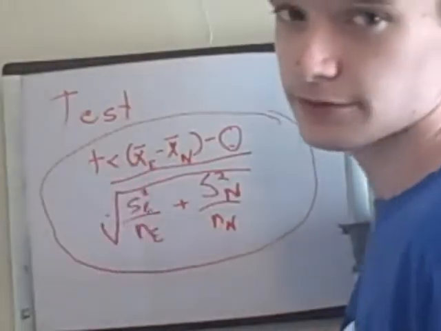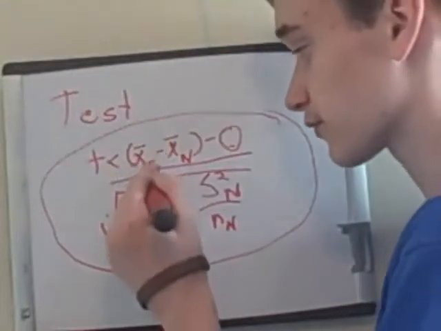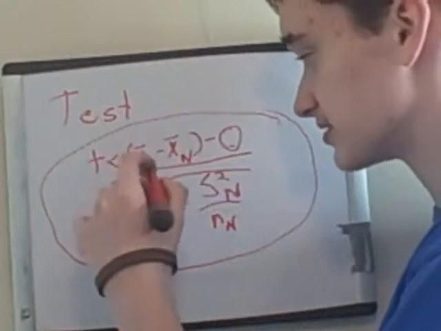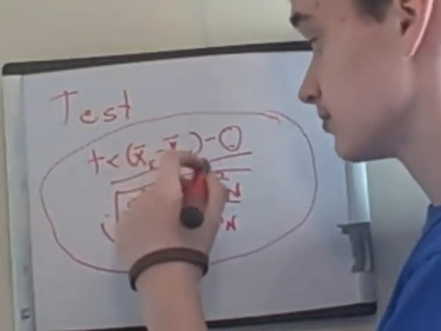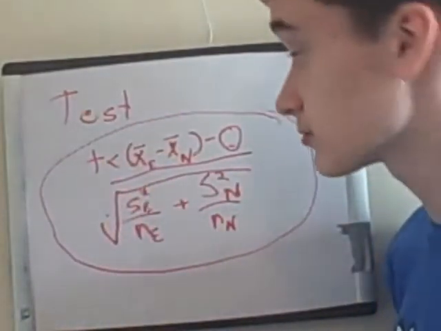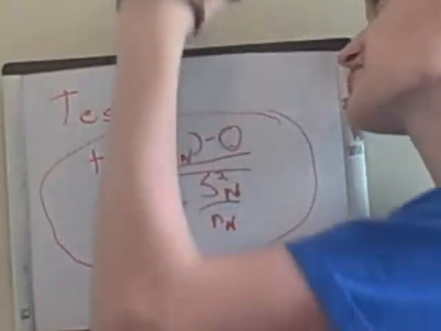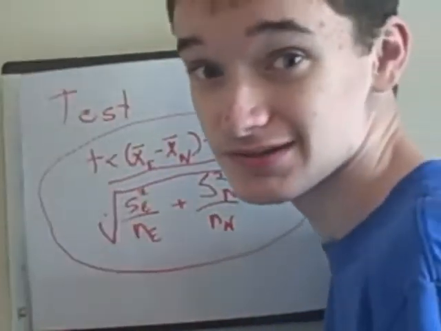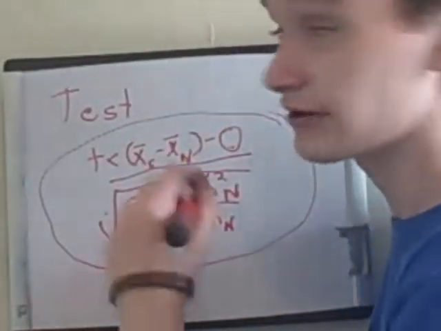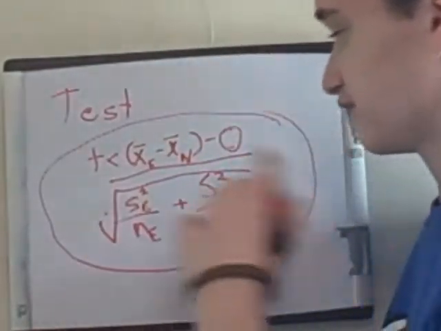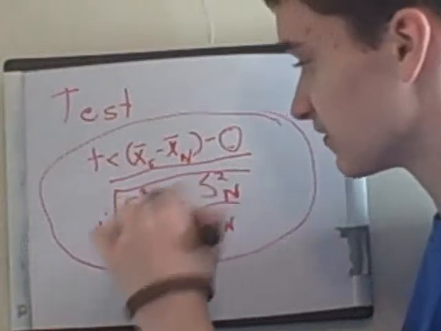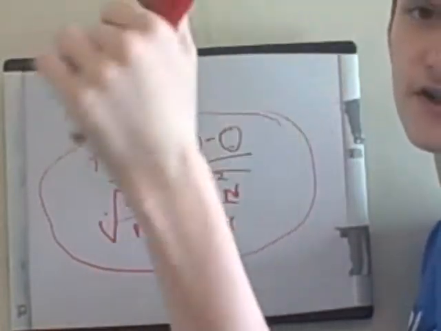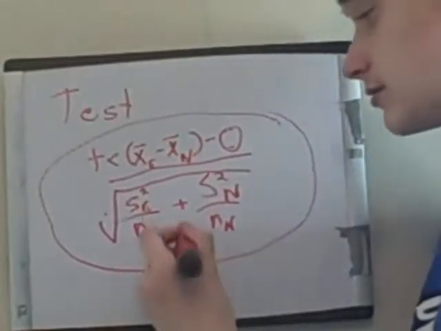X bar E is your sample mean for early birds. X bar N is your sample mean for night owls. The reason you do minus 0 is it's actually minus mu E minus mu N, but we don't know those, so we just make them 0. We assume they're equal, and we divide by the standard deviation of the difference of sample means, where we do not know sigma.